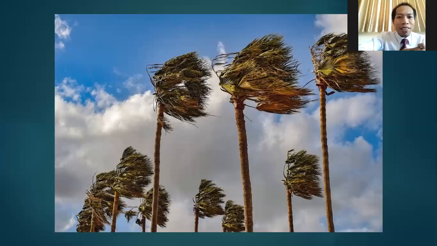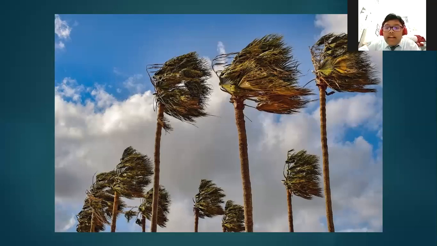Unfortunately, it's not. Why not? You have to differentiate between wind and air. Angin dan udara, they are different. Wind and air. Which one is matter? The wind or the air?